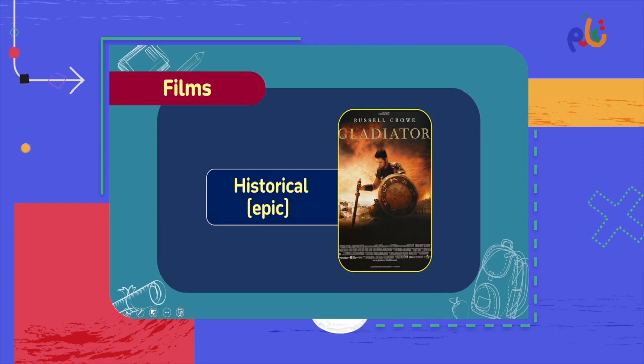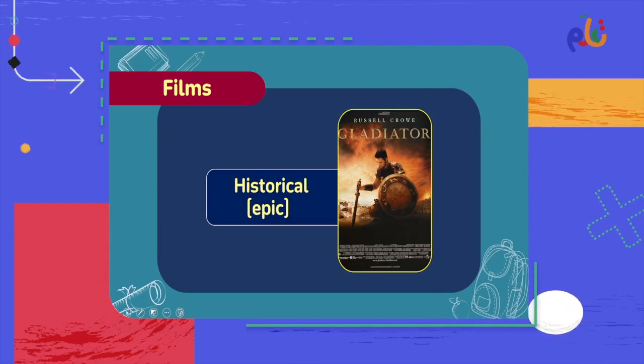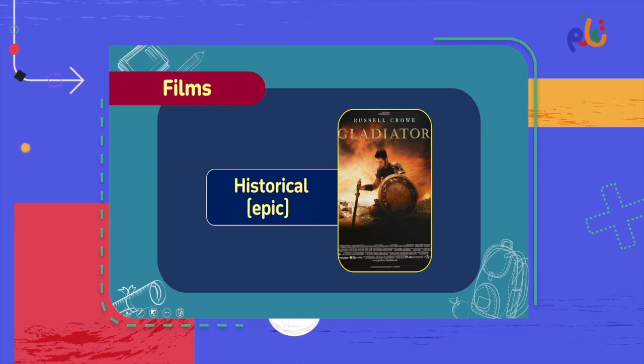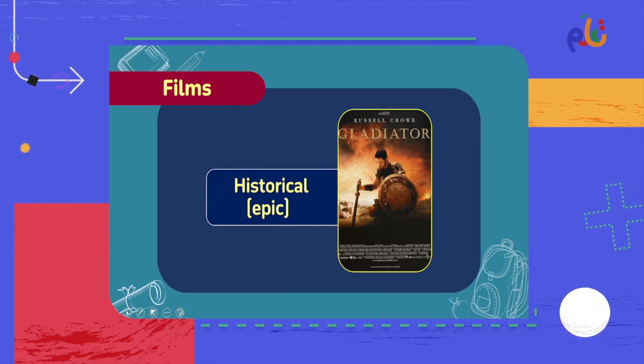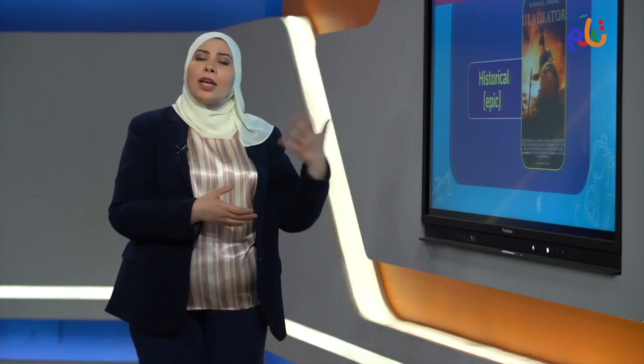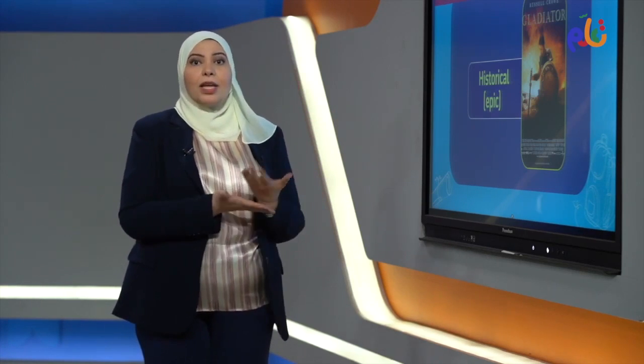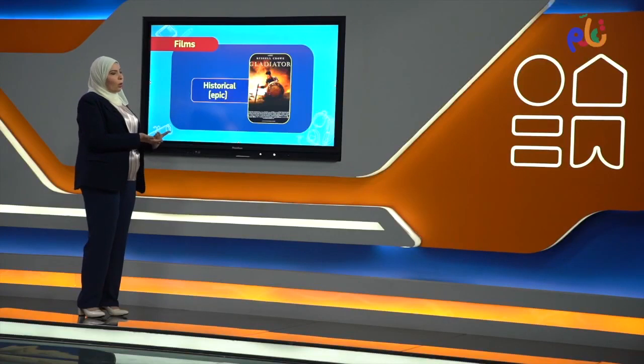And we have historical or epic films. So historical or epic films that are speaking about the great history. So usually it speaks about real things that happened in the very old past, and they are great things. Like when we speak about the great leaders that were there in the past, and when we create their stories, it's called historical or epic.